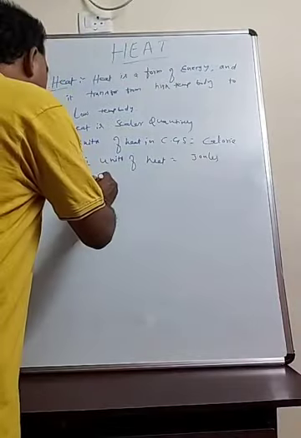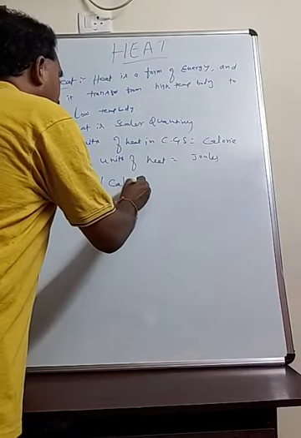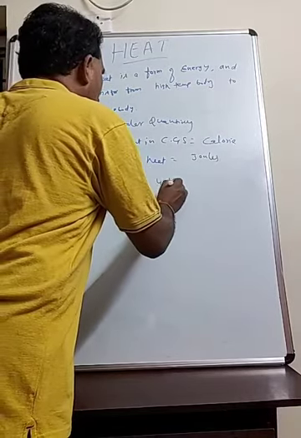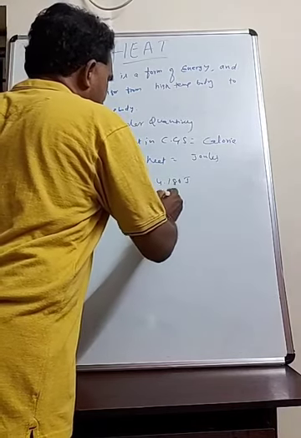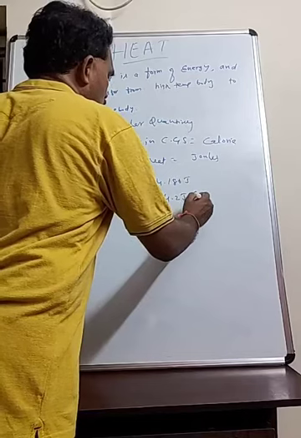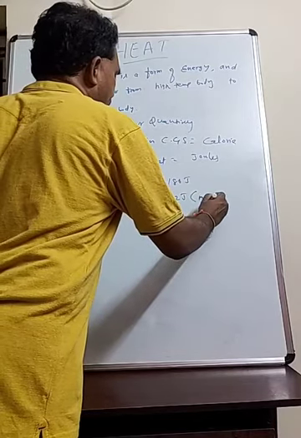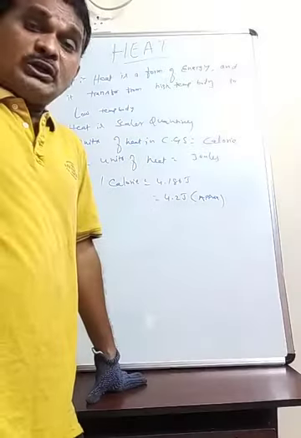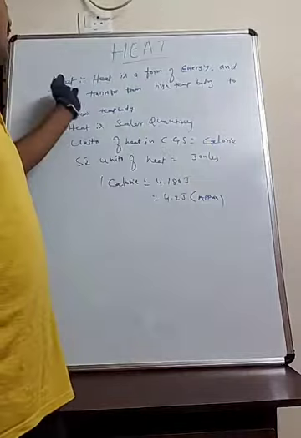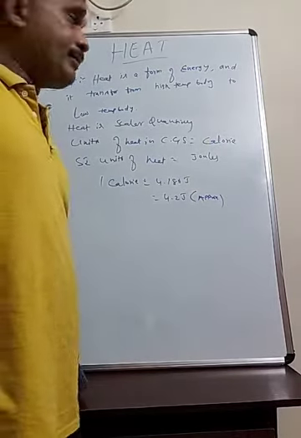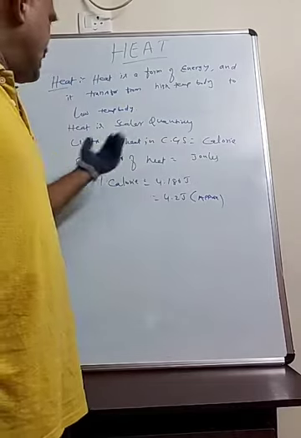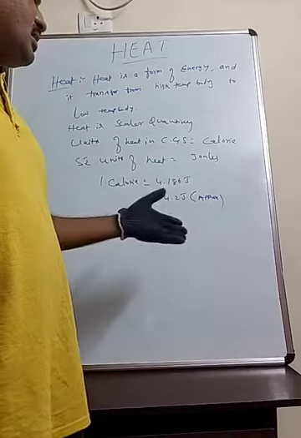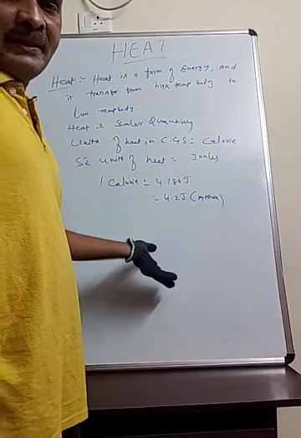Yes, 1 calorie is equal to 4.186 joules, or simply we can write it as 4.2 joules approximately. So 1 calorie is equal to how much? 4.2 joules. So we understood what heat is and its definition, that it is a scalar quantity, and the SI unit is joule, the CGS unit is calorie. 1 calorie is equal to 4.2 joules approximately.